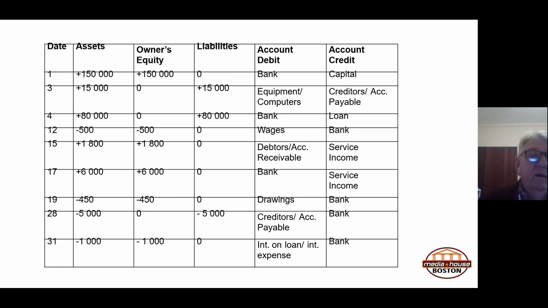Okay, so there we go. Our assets go plus 80,000. Our liabilities go plus 80,000 again. You must always check that the equation balances. So plus 80,000 is equal to plus 80,000. And then we're going to debit our bank account because the money came into our bank. And we're going to credit our loan account.